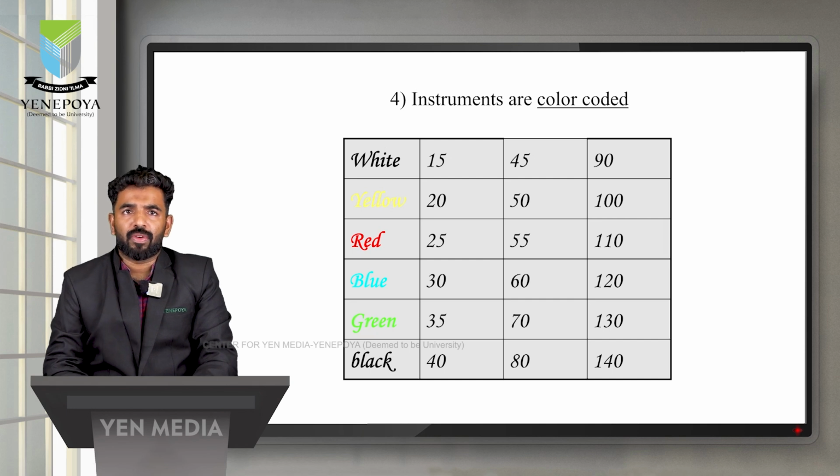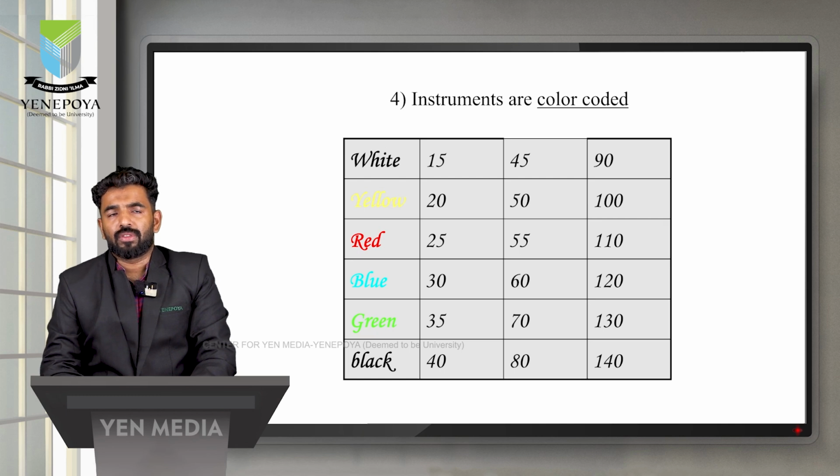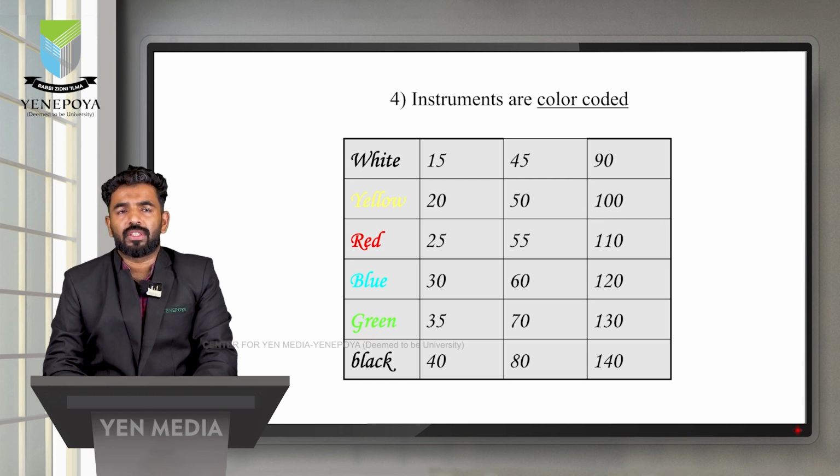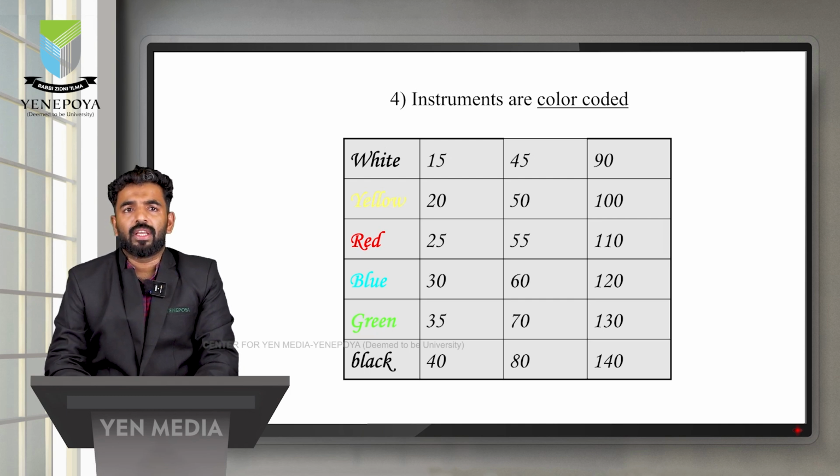After that come 15, 20, 25, 30, 35 and 40. White denotes size 15, yellow means size 20, red means 25, blue 30, green 35, black 40. So there is a sequence from white to black.